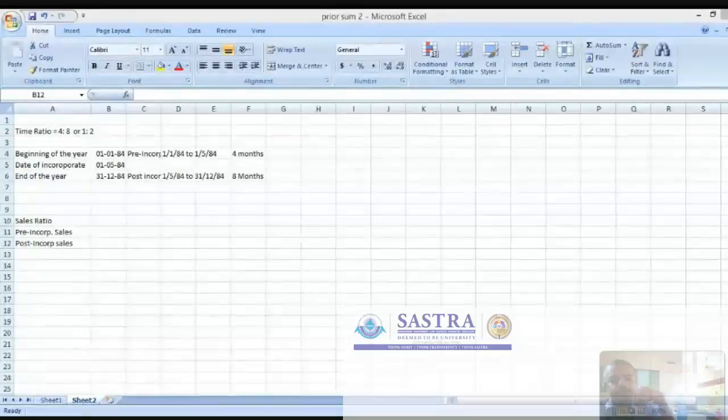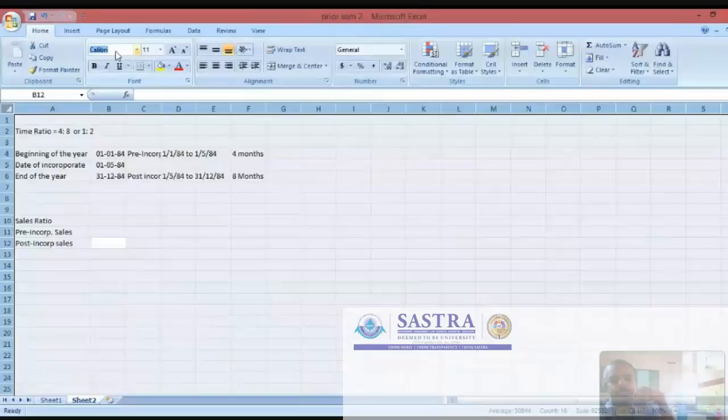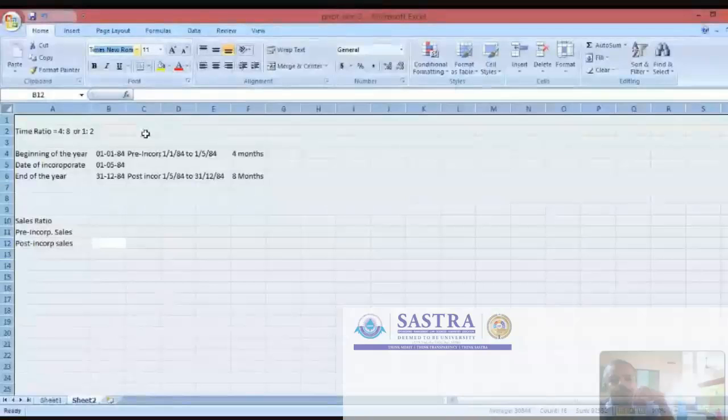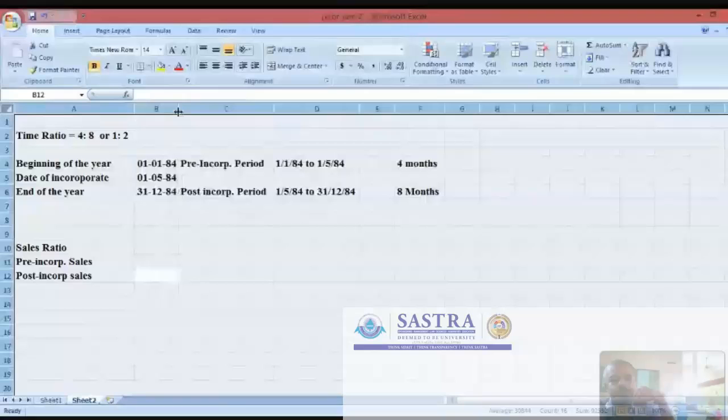Yes. So can you zoom a little bit? Which one? Excel sheet. Yes, sir. One second, it's loading. I hope now it's visible, right? Yes, sir.